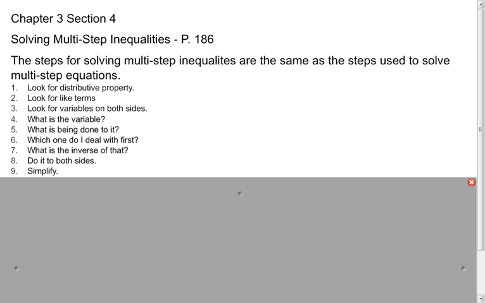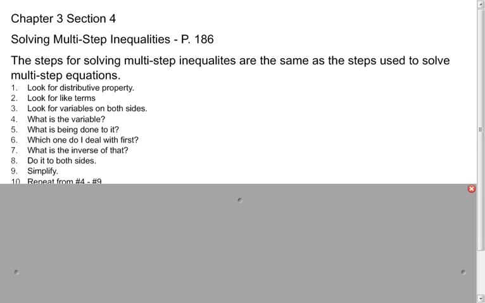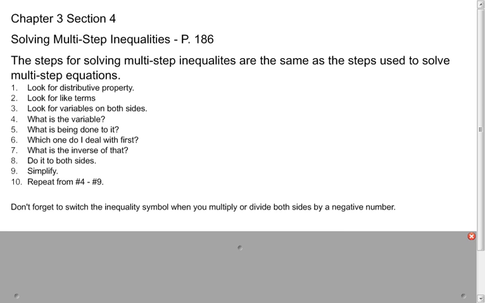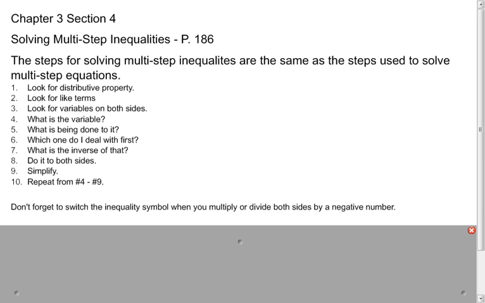And then since in step 6 there were two different things being done with my variable, I have to go back and do the other one. So I repeat from steps 4 to 9 again. And then again from last section, don't forget to switch the inequality symbol if you multiply or divide both sides by a negative number. Okay? We've got a handful of examples that go along.